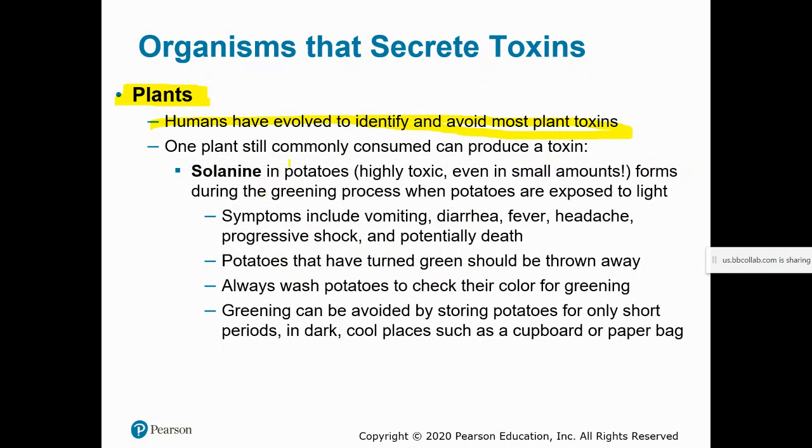There's a really interesting one, which is the potato, which is still obviously a very common food, certainly in the United States and other parts of the world. So potatoes have the potential to produce a toxin called solanine, but they're not just out there always producing solanine. Potatoes will start to produce solanine during the greening process. So this is a process that happens only when potatoes are exposed to light.